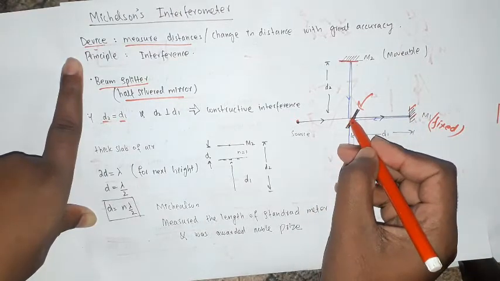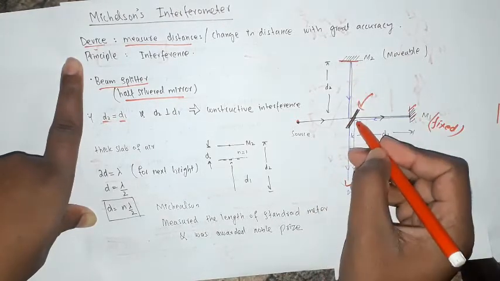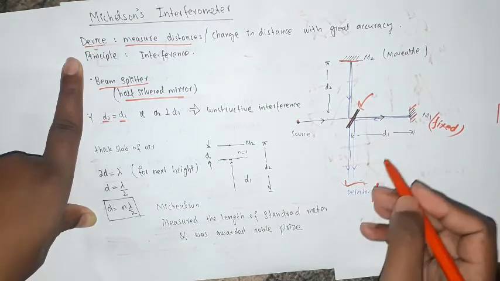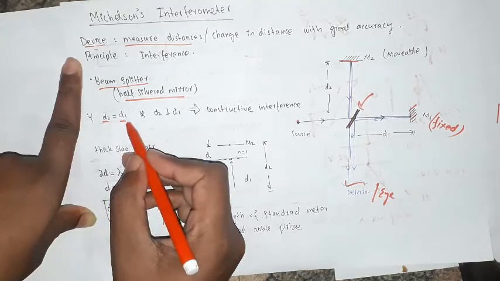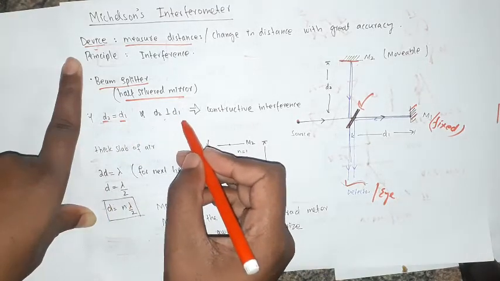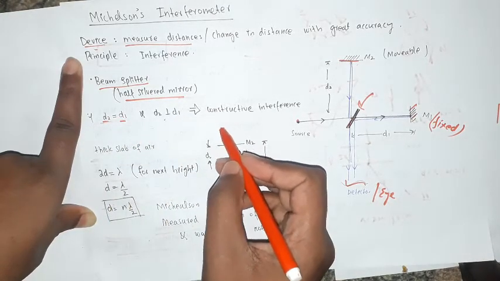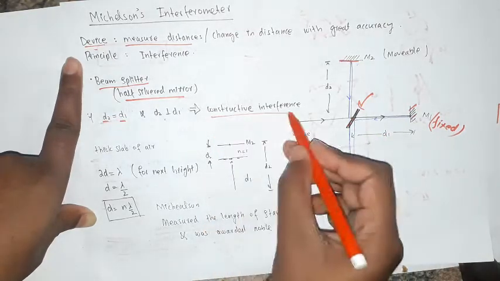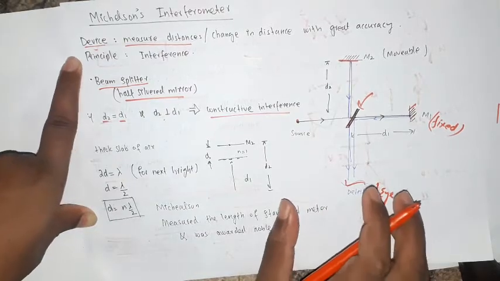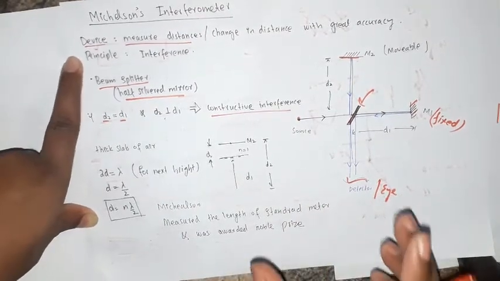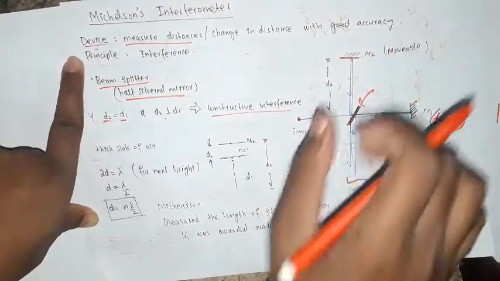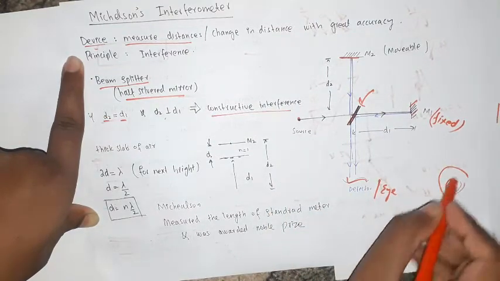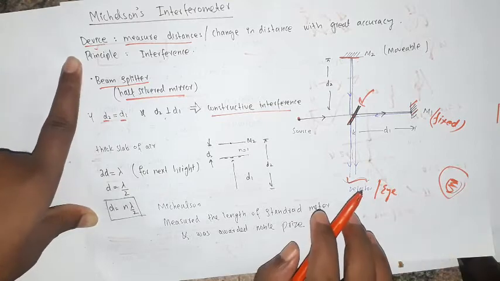The light that is reflected from this point and goes there, and the light that is transmitted from this point and goes here, cover the same distance. So if D2 is equal to D1 and D2 is perpendicular to D1, they will cover the same distance, and therefore there will be constructive interference here. Now look here. This is our first arrangement, where D1 is equal to D2. On the screen we see this type of pattern because they have constructively interfered.